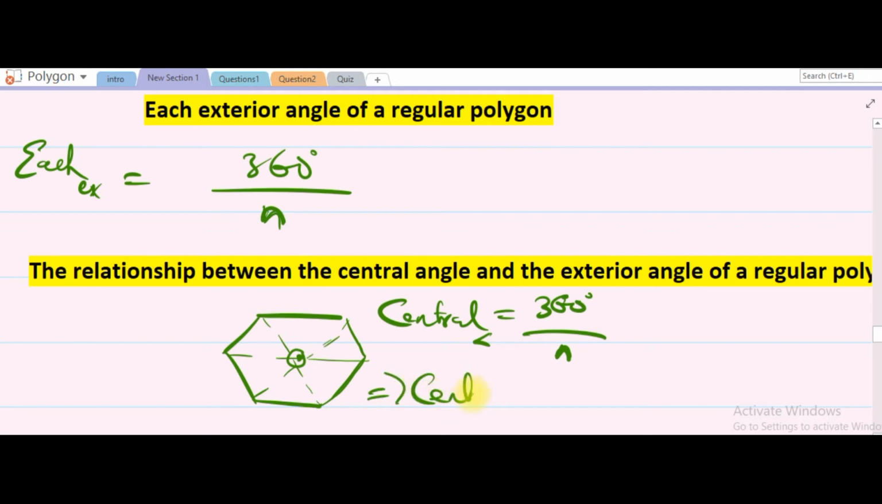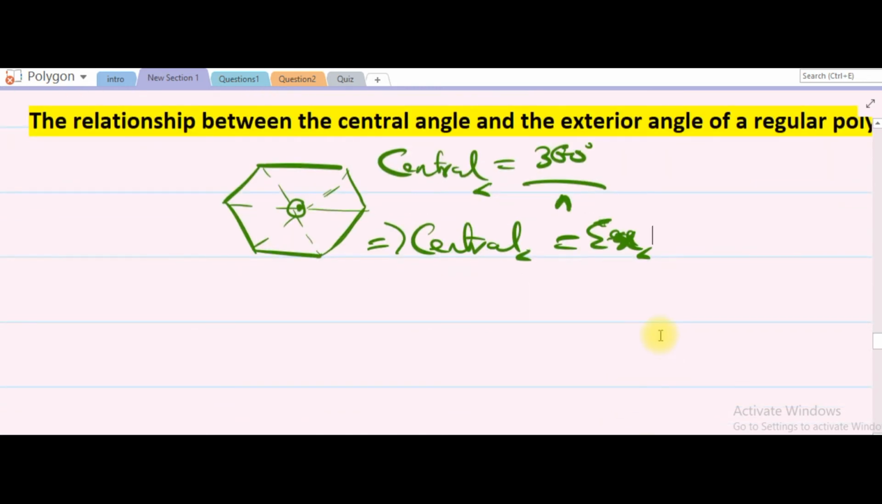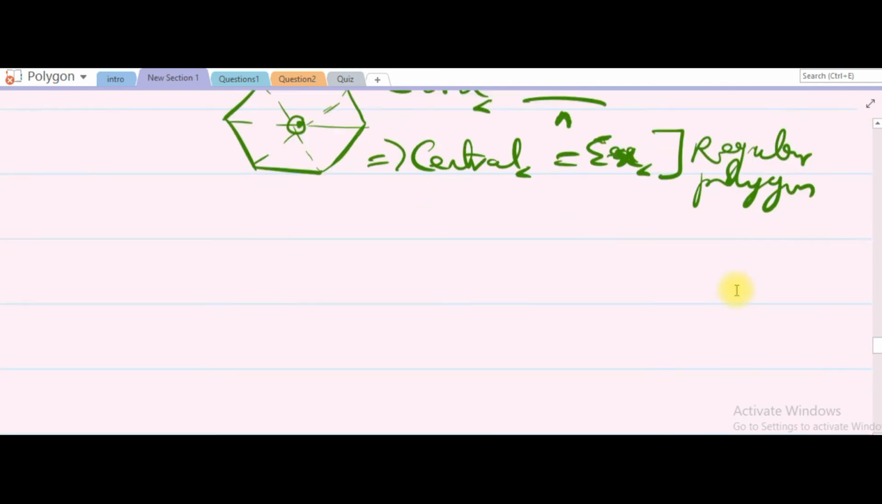From here we can now say that the central angle of any regular polygon is the same thing as each exterior angle. They are the same. So central angle equals exterior angle for a regular polygon. This is only for a regular polygon.